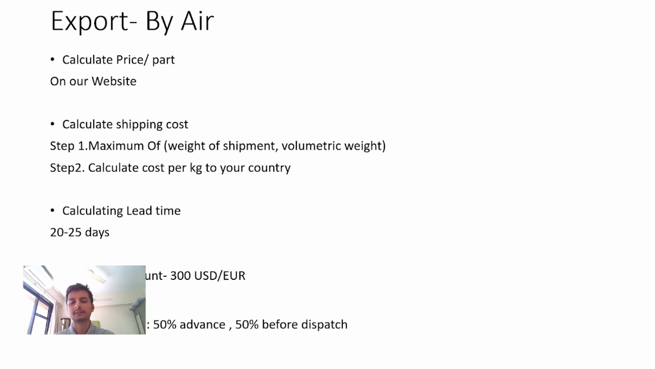Payment terms are going to be 50% advance and 50% before dispatch. Right, so if your order is, we'll give you an invoice and you have to make 50% payment of that initially. How to make payments, there's another video on it, and which currencies we accept also is another video on it.